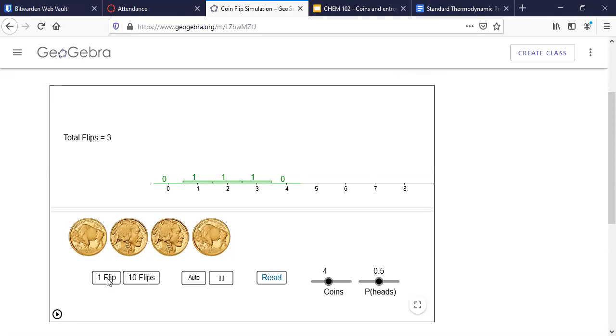But 3 flips in, I've got 3 possibilities for how these coins can arrange, and none of them are all heads, and none of them are all tails. Why is that?